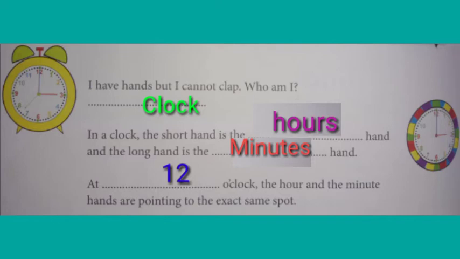I have hands but I cannot clap. Who am I? The answer is clock. In a clock, the short hand is the hour hand and the long hand is the minute hand. At 12 o'clock, the hour and the minute hands are pointing to the exact same spot.